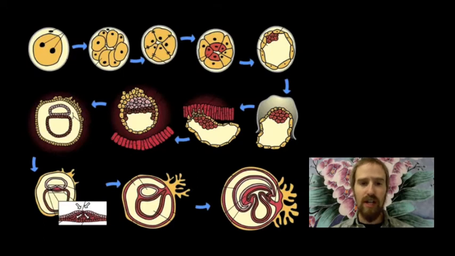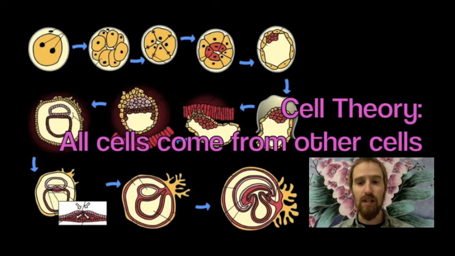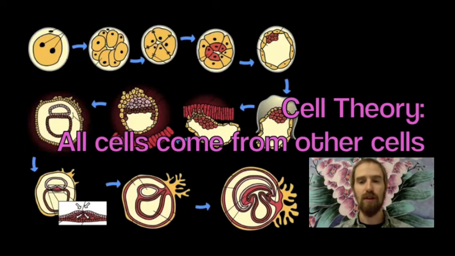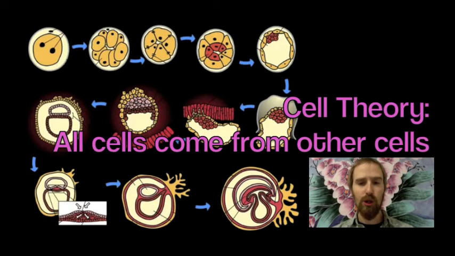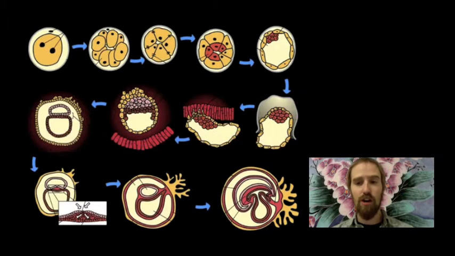Remember, all cells come from other pre-existing cells. That's one of the main points of cell theory. So that means that every cell in our body, all 100 trillion of them, came from cells that already existed. More specifically, they all came from one cell, called a zygote, depicted here at the very beginning of our figure.